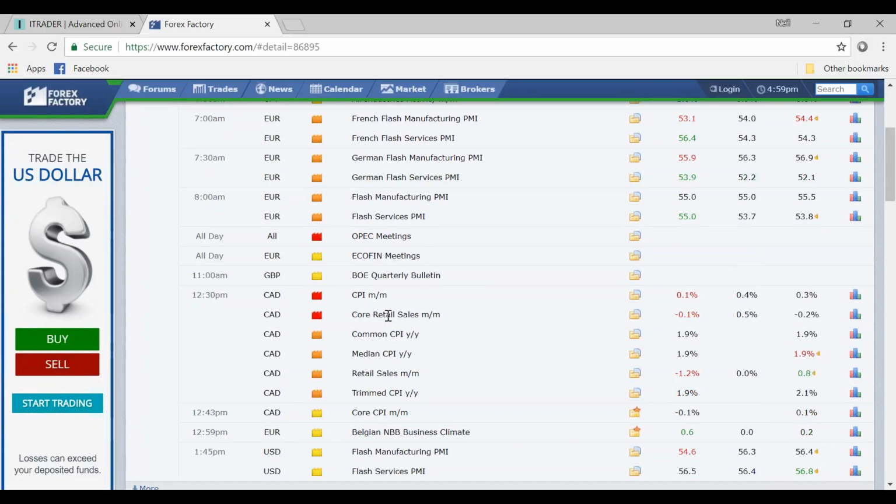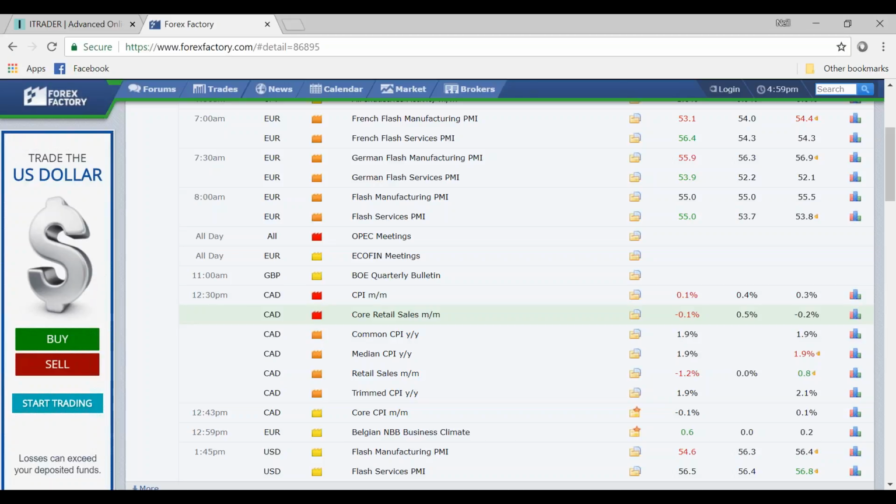We had core retail sales in Canada and the CPI, the Consumer Price Index, all right? Now the expectation was that the Consumer Price Index, if it goes up, should be supportive for the Canadian dollar. We expected an increase of 0.4%, and actually at the time of the publication we had an increase of 0.1%, which is lower by 0.3% than our forecast. Core retail sales, we expected an increase of 0.5%, and actually we had minus 0.1%, which is a 0.6% difference. We expected an increase and we had a decrease of 0.1%.